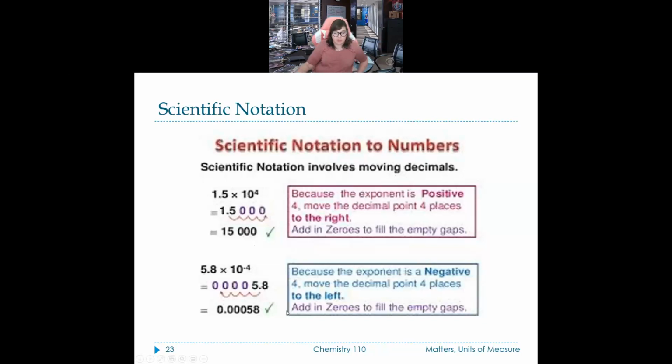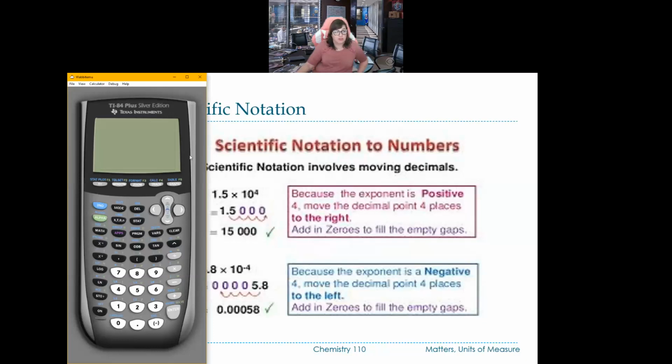Now, if I'm on my calculator and I want to talk about what is scientific notation versus what is not scientific notation, then there are ways for us to talk about that. I'm going to show you my calculator. This is the one that I use. If I have 1.5, second EE 4, that's this number right here. I hit enter, and shocking, that gives me the same thing. And that's because it took it out of scientific notation and converted it to a regular number.